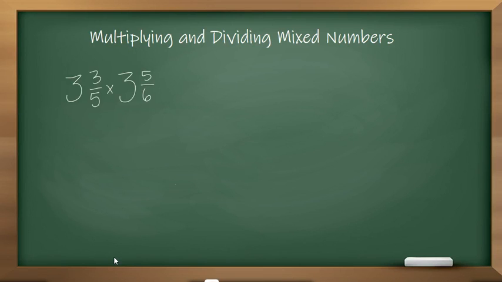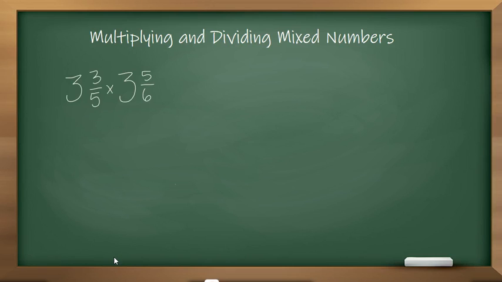And this video is going to be about multiplying and dividing mixed numbers. So when we say mixed numbers, we're talking about numbers that have both a whole number and a fraction part to them. Our first example is 3 3/5 times 3 5/6.